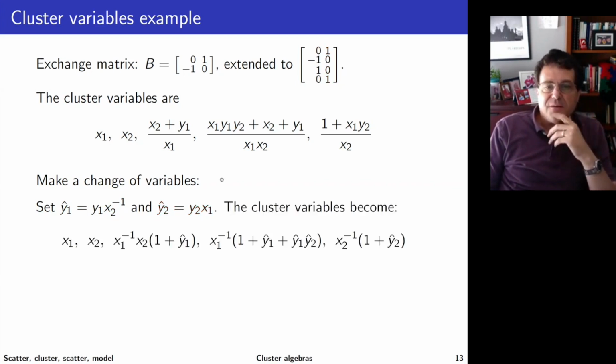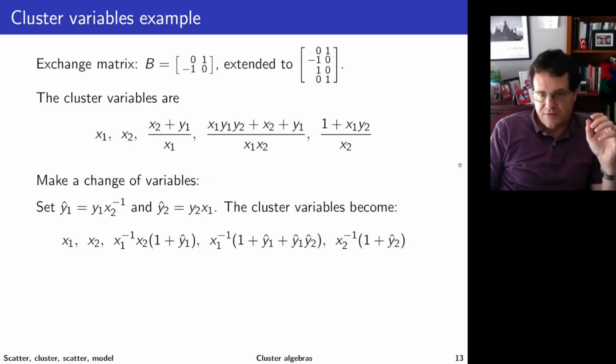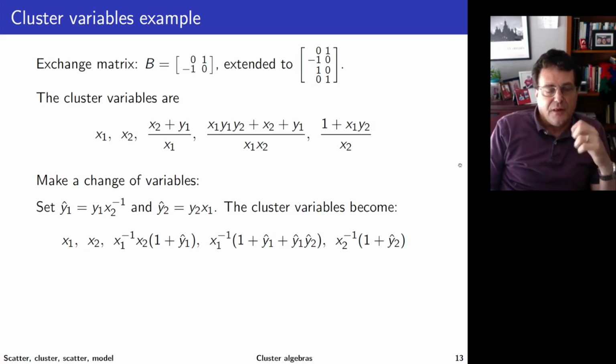If I make that change of variables, these cluster variables become somehow simpler. What I end up with always is a monomial in the x's times a polynomial in the y hats. And this is a result of Fomin and Zelevinsky from that early foundational paper.